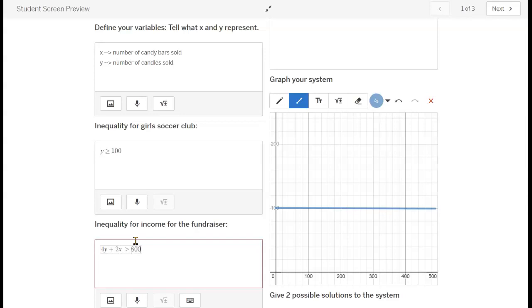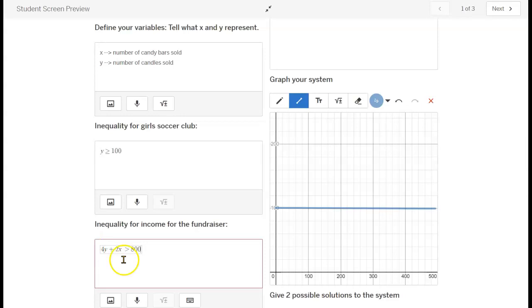$800 is the lowest I can go, but I can't include that because I need to make more than $800. I could make $800.50. I could make $900. We just need to make enough to cover the $800 requirement.